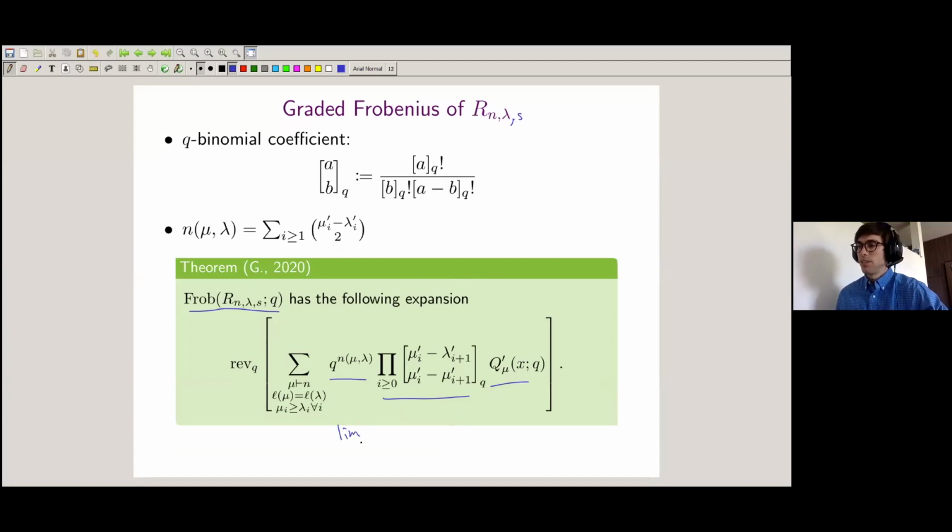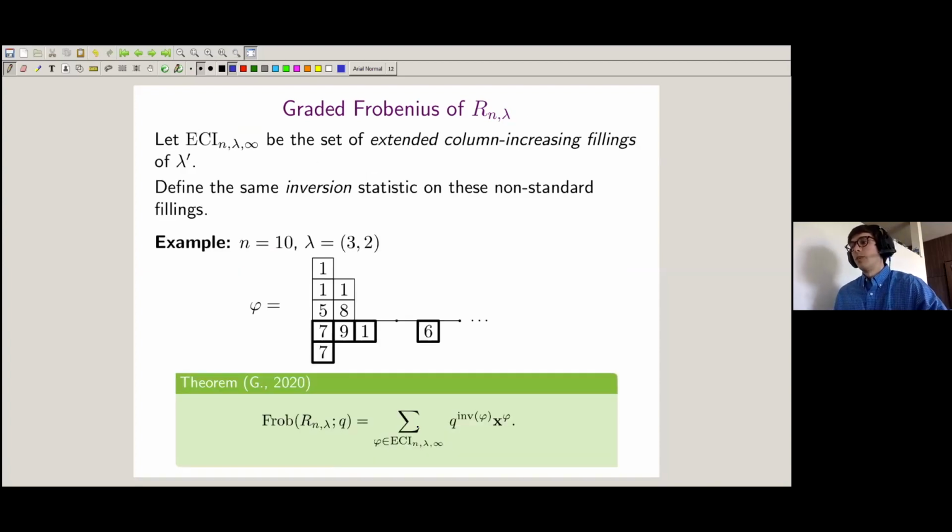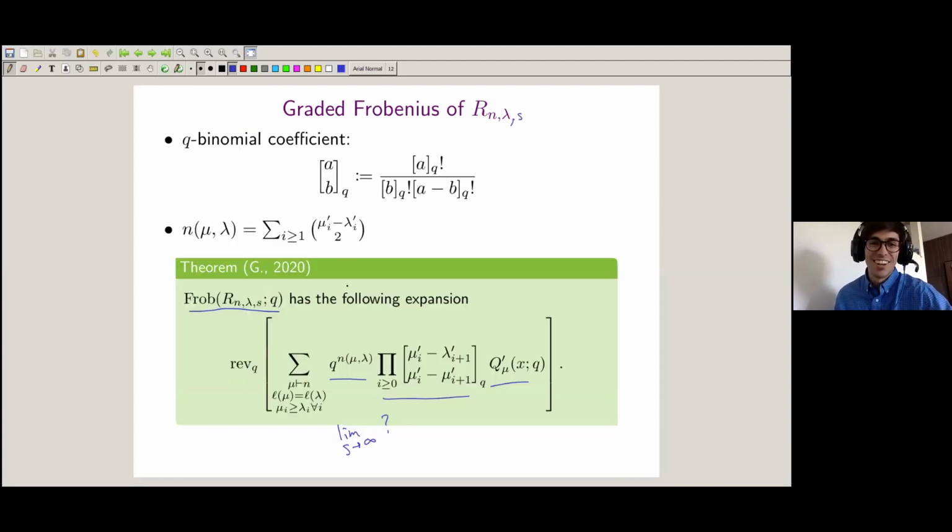So what happens if you take the limit as S goes to infinity? Unfortunately, it doesn't really stabilize. So how could you get a formula for the graded Frobenius characteristic when you get rid of S, when you take the limit as S goes to infinity? And we'll do this in terms of the inversion statistic. Good question. You caught me. So where does S come into the formula? Hidden in this expression is a definition that μ_0' is defined to be S.